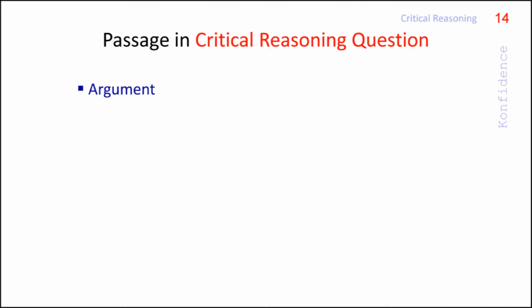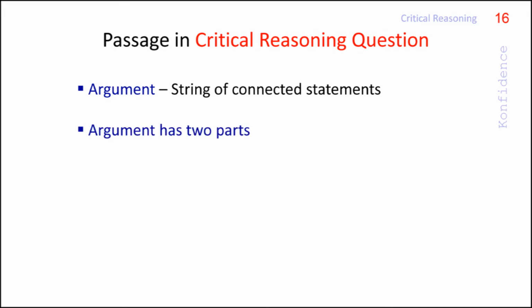The passage for a critical reasoning question presents an argument. An argument is a string of connected statements. The questions are based on the argument presented in the passage. So first of all, we must understand the argument very well. An argument has 2 parts: conclusion and premises.